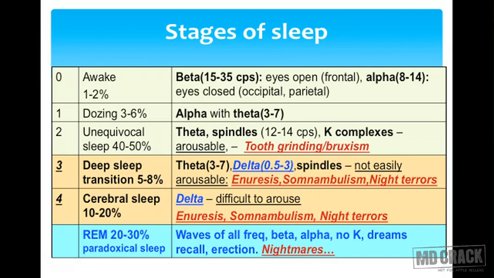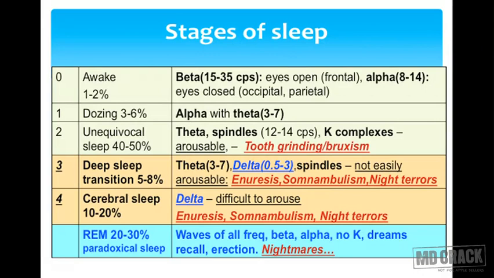Whereas night terror is a supposedly fearful dream which is not recalled because it happens either during the stage 3 or the stage 4 type of sleep. So that is during deep sleep transition or cerebral sleep. So these are the deep types of sleep in which predominantly delta waves are present. So that's regarding the various stages of sleep.